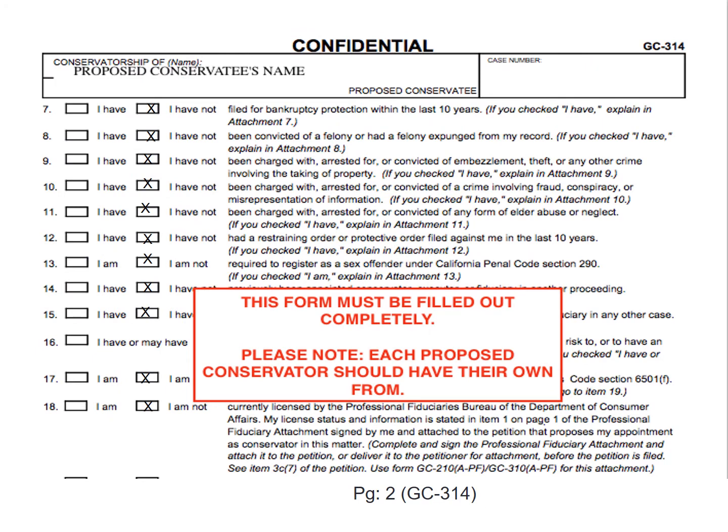On page 2 of Form GC-314, answer questions 7 through 20. If you check I have for any of these, you must attach a piece of paper and provide additional information as requested at each item. For example, at item 7, if you have filed for bankruptcy protection within the last 10 years, attach a piece of paper titled that page Attachment 7 and explain when you filed for bankruptcy and the circumstances surrounding that filing.